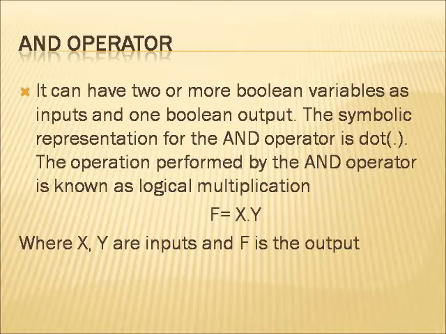Here we can see more detail about the AND operator. When we say the AND operator, actually it is the logical multiplication. And the symbolic representation is the dot, right? Suppose x and y are two Boolean variables. Then x dot y is the logical multiplication of x and y.